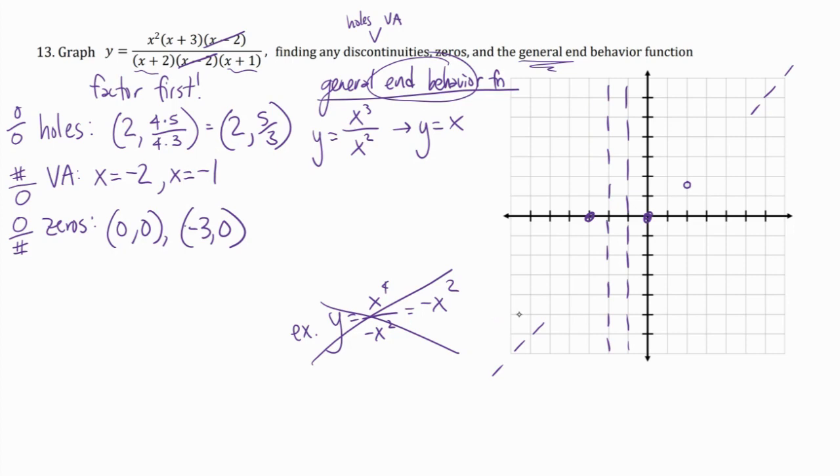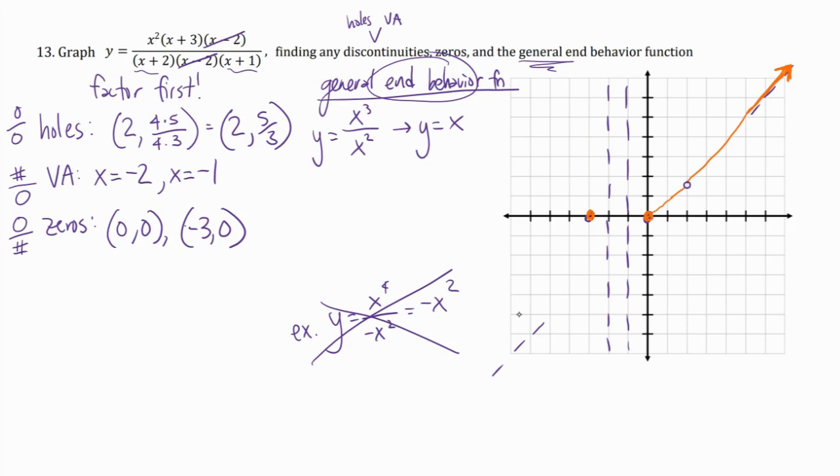So you're going to start on the right side. You're going to follow your end behavior function. And then, okay, I see a hole. I have to jump over the hole. I see a 0. I have to cross the x-axis at that 0. I cannot cross the x-axis anywhere else. You can only cross the x-axis at your bridges. I call them bridges, and this is a river. You cannot cross the river without a bridge.